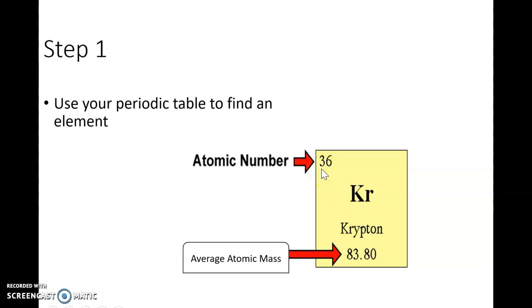And then the two most important things for this skill are looking at the atomic number, which is a whole number, and it's the whole number that increases by 1 as you read from left to right on the periodic table. And then you have the average atomic mass. Keep in mind that you're always going to be rounding that average atomic mass to the nearest whole number for finding protons, neutrons, and electrons.